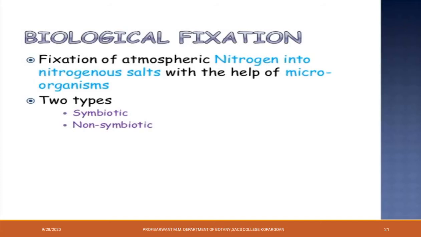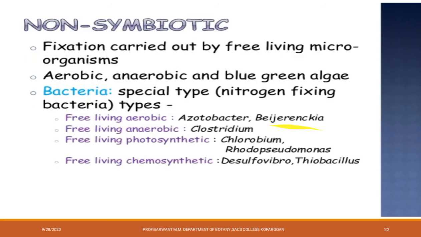Let's see biological fixation of nitrogen. Biological fixation means there is use of a living organism. There are two types, symbiotic and non-symbiotic. First we have to see the non-symbiotic. What is meant by non-symbiotic? The fixation is carried out by free-living microorganisms. Non-symbiotic is also done by a microorganism or organism, but there is no benefit to each other.